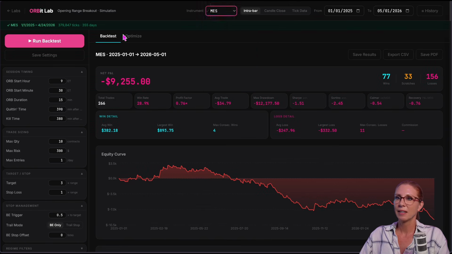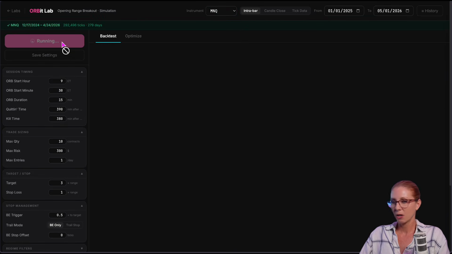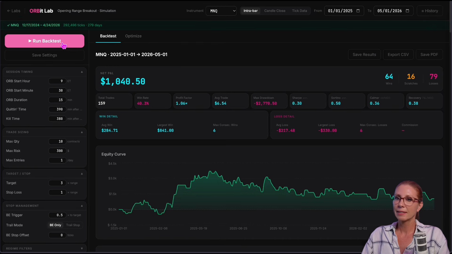Let's go back to MNQ. So our 1-to-1 was 2,200. 2-to-1 was 1,200. Even less, 1,100 or 1,000. So if you're wondering now why I don't go for 3 times the range and I stick to 1 times the range, there you go.